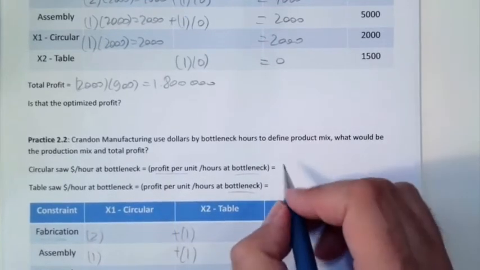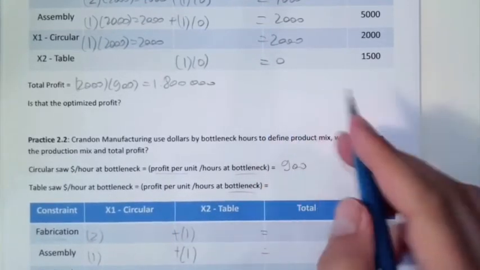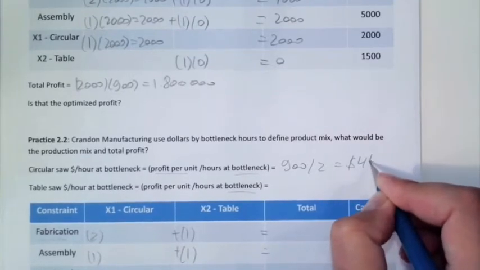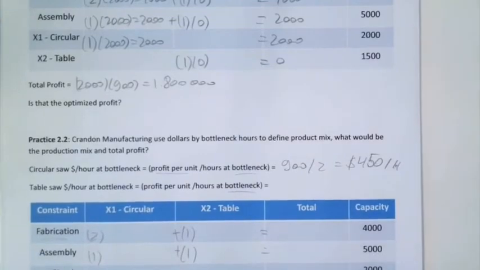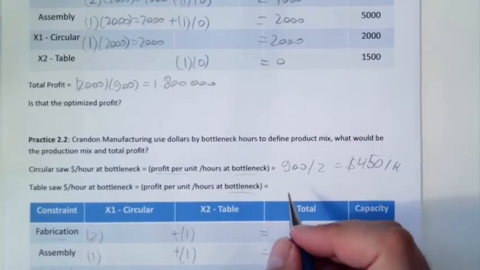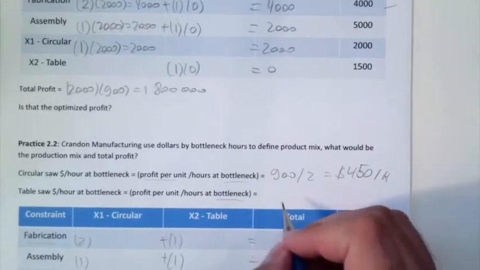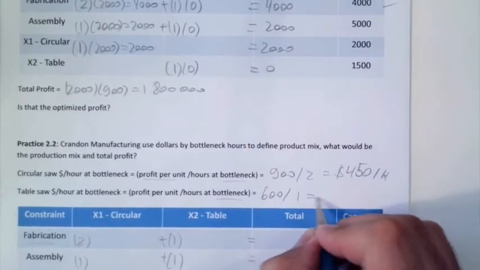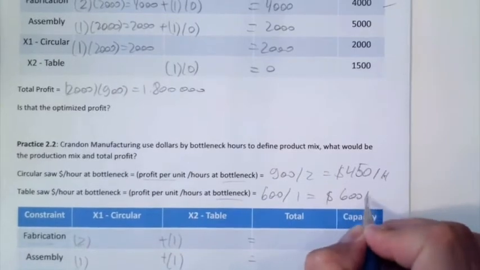So profit per unit, that's going to be 900, right? Divided by 2 equals $450 per hour in the bottleneck. And then for table saw, it's going to be 600 divided by 1. So that is $600 per hour.